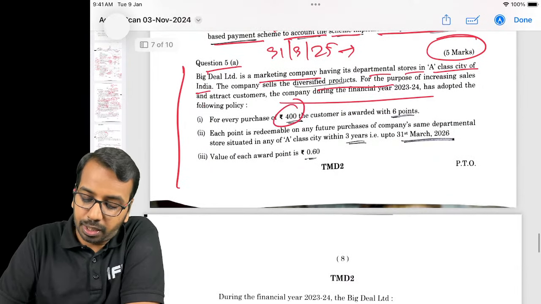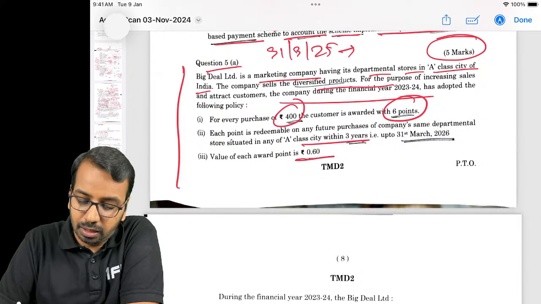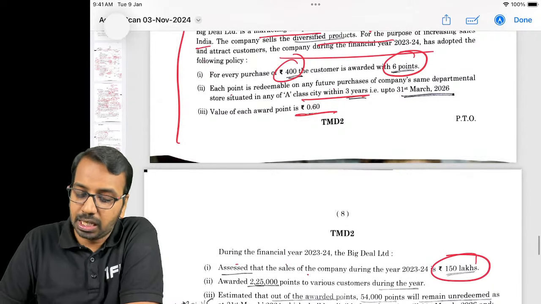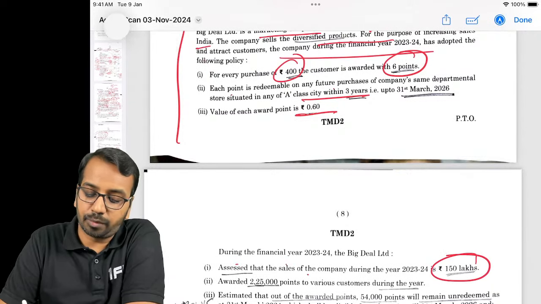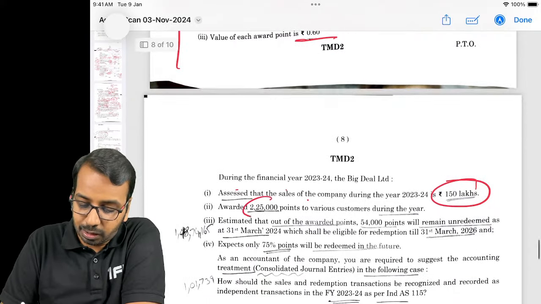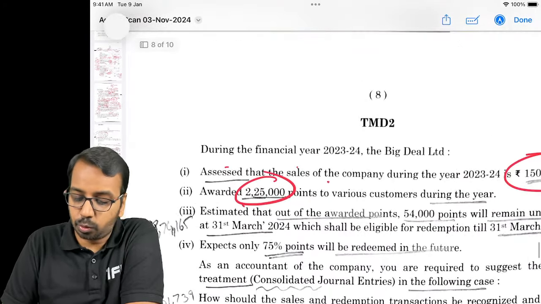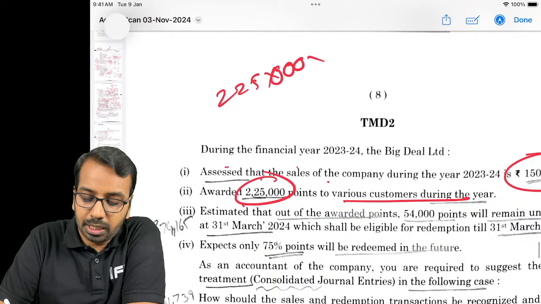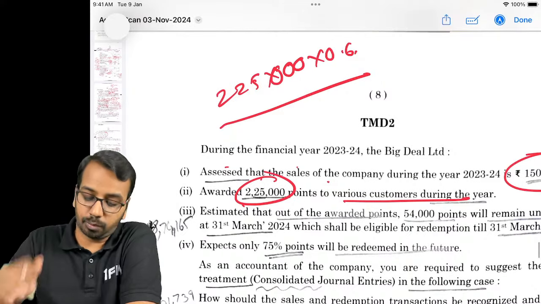For every purchase of 400, 6 points is given. Each point is redeemable up to 3 years. Value of each is 0.6. During the financial year, the sales of the company is 150 lakhs. Now, if you do 150 lakhs divided by 400 into 6, you get 2,25,000 points, which is given here. 225 points have been awarded. So now 225 points into 0.6 is the total value of points.